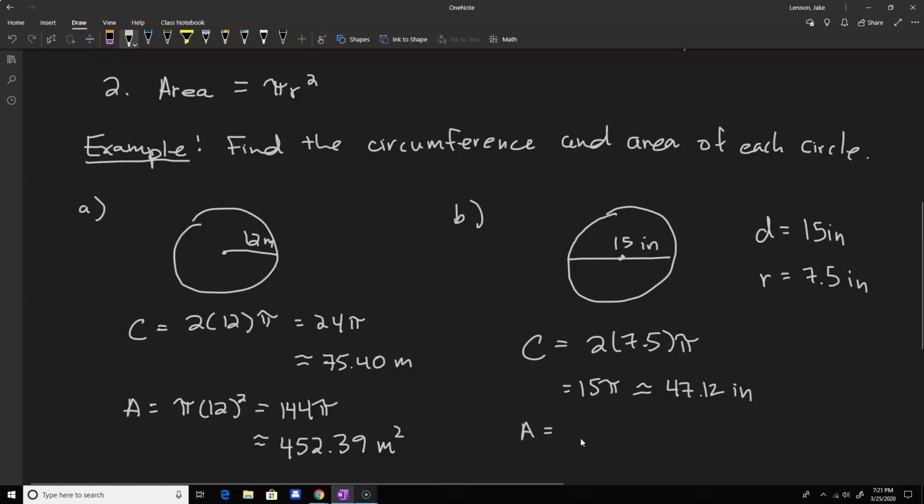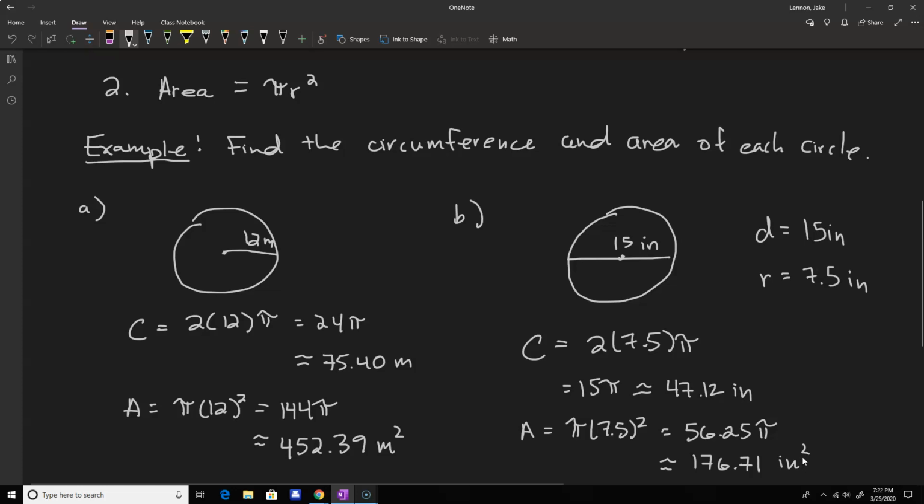And the area, not 2 times, it's pi r squared for the area. It's just doing the same thing over again. So we have pi times 7.5 squared. So that would be 56.25 pi, which comes out to 176.71. And again, that's going to be inches squared because this is an area.